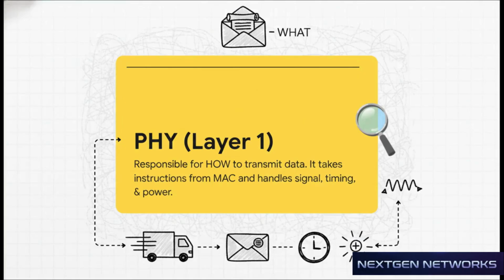The best way to think about it is like a super efficient digital mailroom. The layer above it, the MAC layer, is like the boss who decides what to send. It writes the letter. But the PHY layer, that's the mailroom clerk that figures out how to send it. It's in charge of generating the signal, getting the timing just right, setting the power level. Basically, it puts the letter in the right envelope, slaps on the right postage, and makes sure it gets on the mail truck at the exact right second.